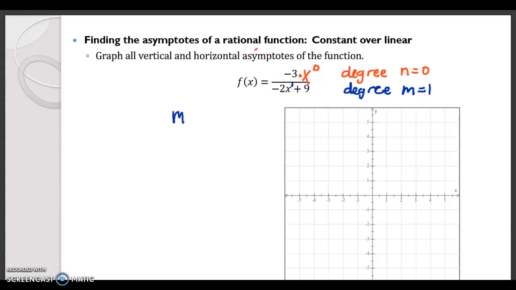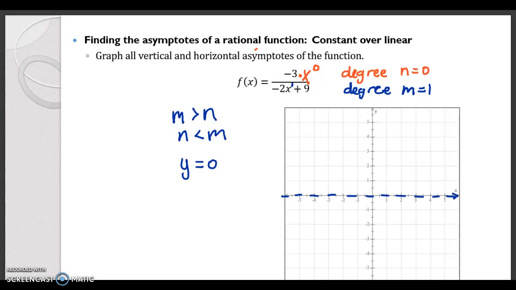So what's the true statement? Well, m is greater than n, or n is less than m. Either direction is a true statement. So with this information, that is in our list, that is number 2. If n is less than m, then the line y equals 0 is our horizontal asymptote. So we have a horizontal asymptote right here.